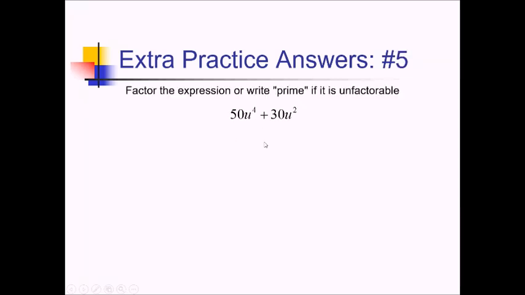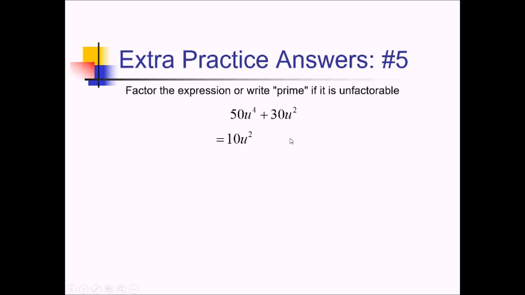For this one, we're trying to factor this expression. We always check to see if there are common factors we can take out. So 50 and 30, those both have a common factor of 10. And then between u to the 4th and u squared, we can take a u squared out of that. If you have the same variable, it's always the lowest exponent that is the greatest common factor. So we have a 10 and we have a u squared that are coming out.